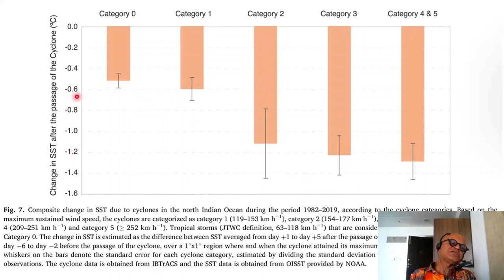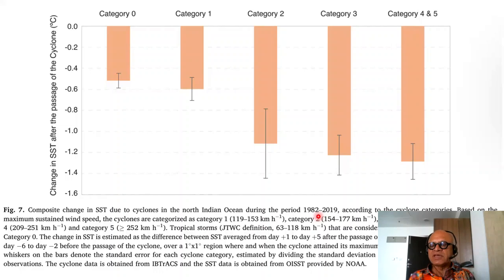This is the change in SST after the passage of the cyclones. As you can imagine, when you go from category 0 or 1 to category 2, there is a significant jump in the cooling, but after that the cooling is not much more, basically because the cyclones tend to use up the energy already when they intensify, and they are moving, so they're not sitting at the same place. So these are composite change in SST due to cyclones in the North Indian Ocean during 1982 to 2019.